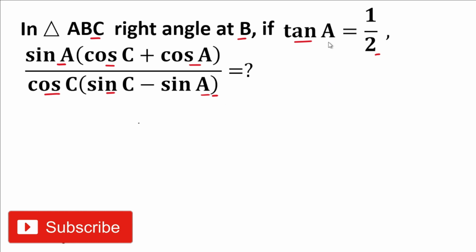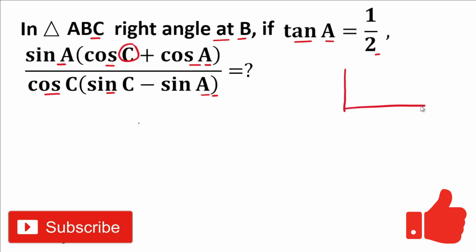So friends, if you look here, tan A is given as 1 by 2, and we have been asked for the value involving angle A as well as angle C. It is given that the right angle is at B, so let's draw the triangle. This is our triangle ABC, right angle at B.